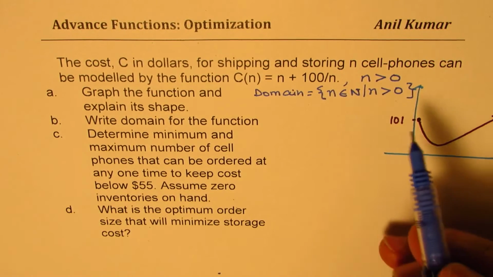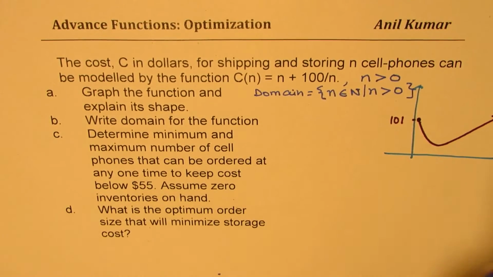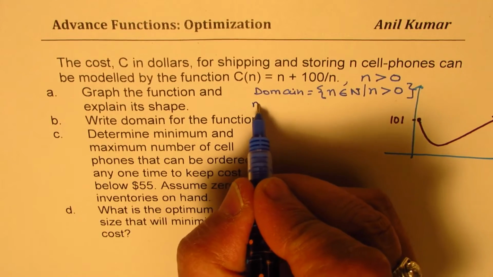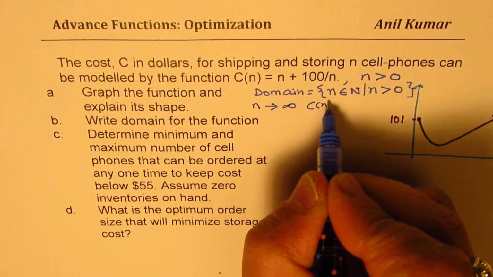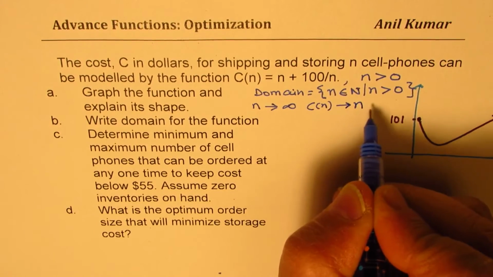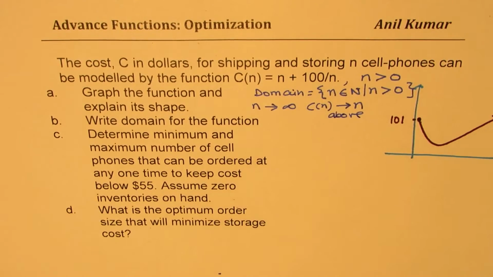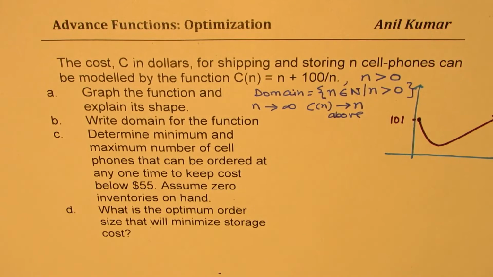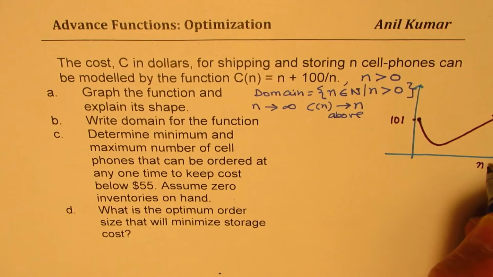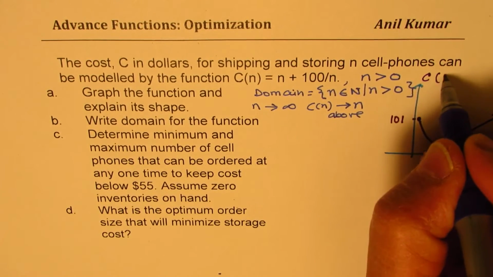The oblique asymptote will be C of n equals n, right? So we can say as n approaches an infinitely large value, C of n will approach n, and that too from above, since this is a positive value. Correct? So that is all about the graph. Let me label this as n in numbers and the cost C in dollars.